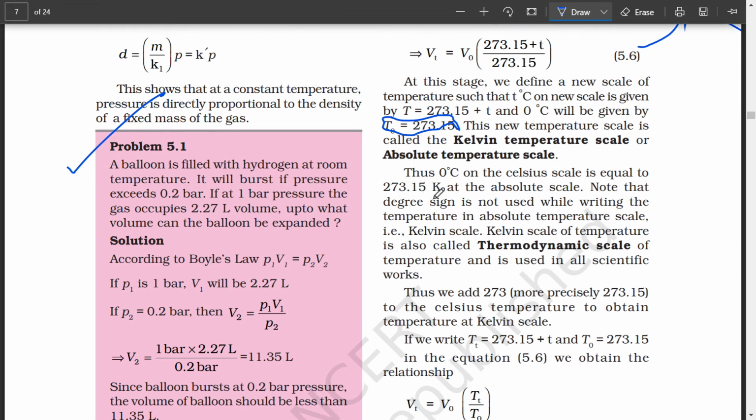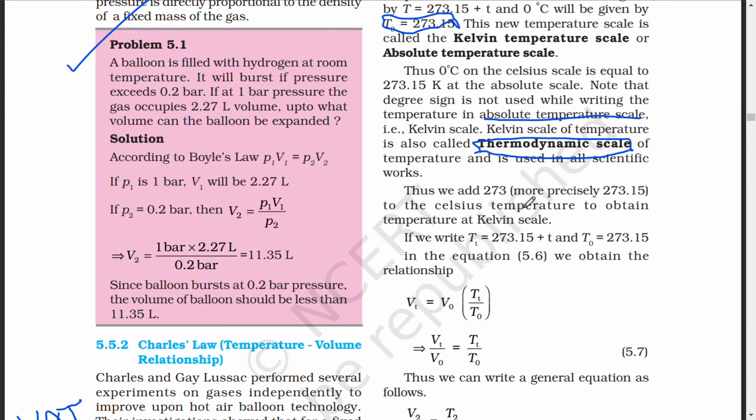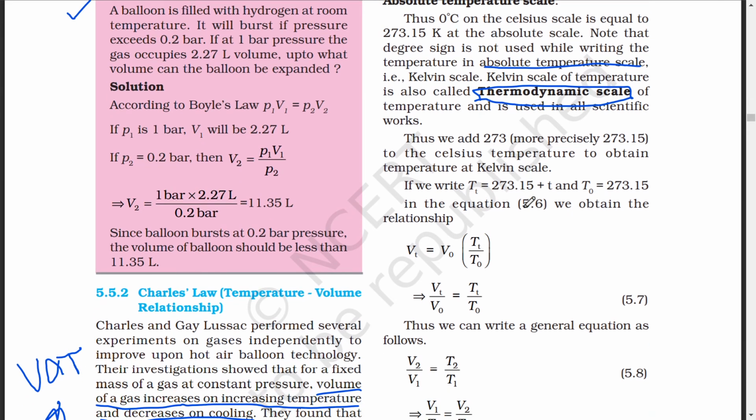Note that the degree sign is not used while writing temperature in absolute temperature scale. So every question is solved in absolute temperature scale, that is Kelvin scale. Kelvin scale is also called thermodynamic scale of temperature, and this is used for all scientific work. Thus we add 273, more precisely 273.15, to the Celsius temperature to obtain temperature on Kelvin scale.